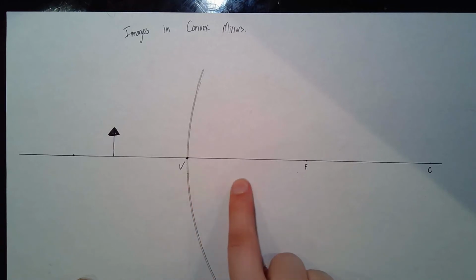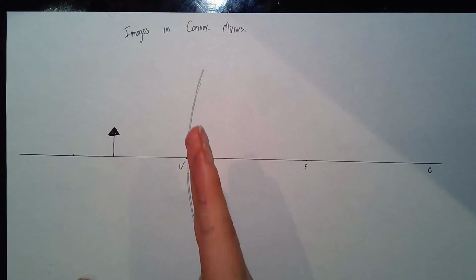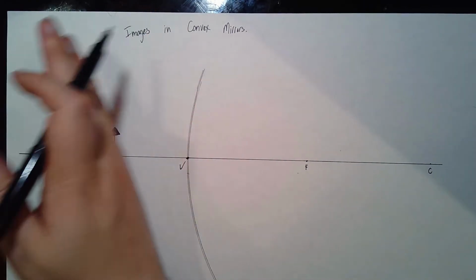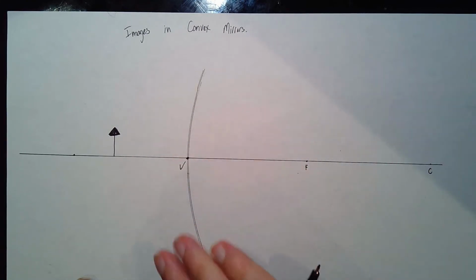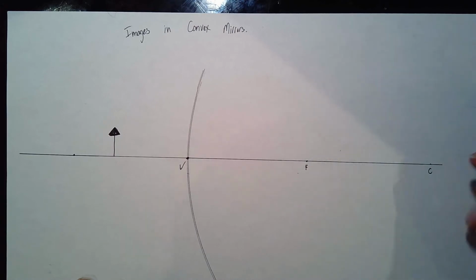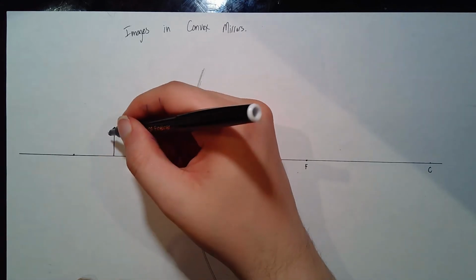So this time, our focal point and our center of curvature are on the dull side of the mirror, right? So this is the shiny side on the left side. The right side does not reflect light, but since the mirror is curving in this way, our focal point and our center of curvature are on the right side rather than the left side.